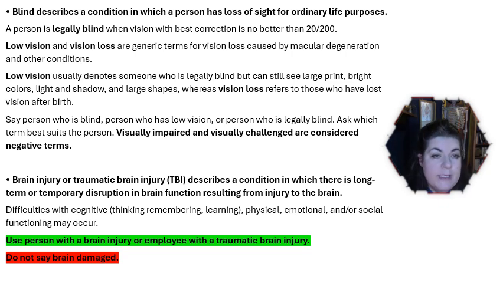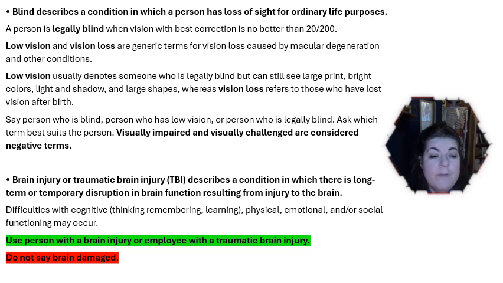Blind describes a condition in which a person has a loss of sight for ordinary life purposes. A person is legally blind when vision with best correction is no better than 20/200. Low vision and vision loss are generic terms for vision loss caused by macular degeneration and other conditions. Low vision is usually someone who is legally blind but can still see really large print, bright colors, light and shadow, and large shapes, whereas vision loss refers to those who have lost vision after birth.